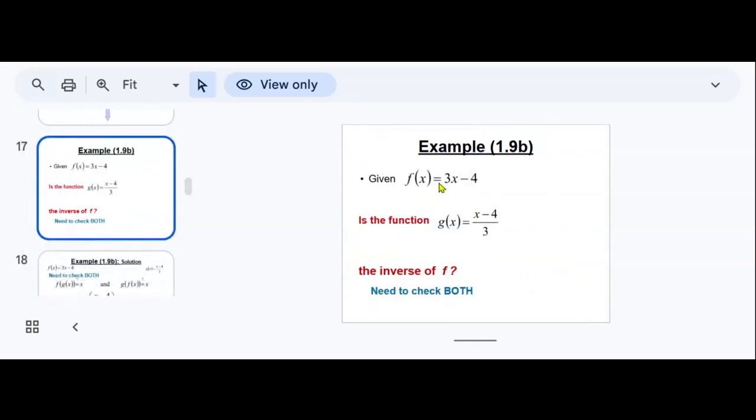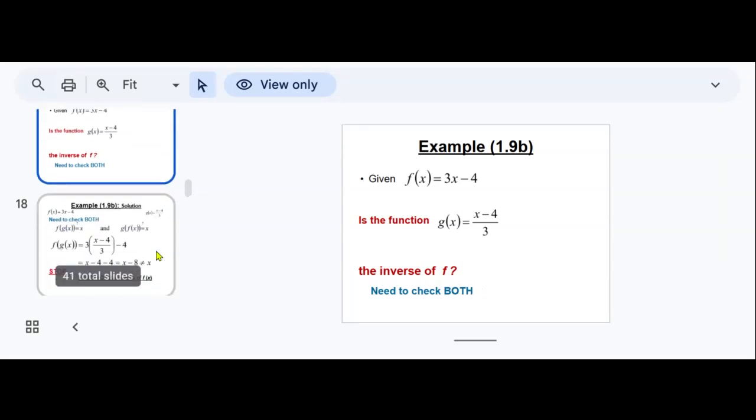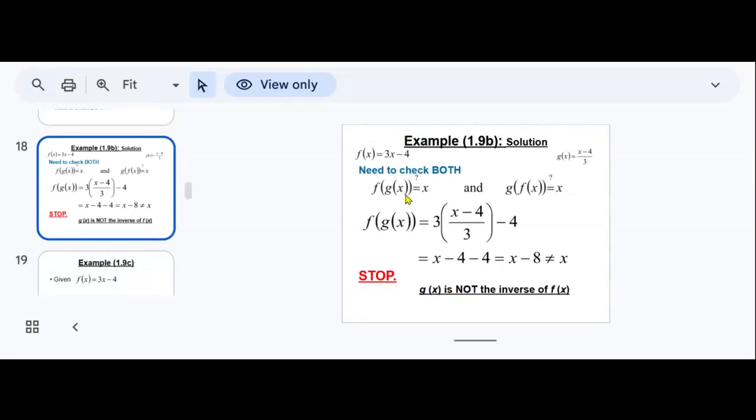f of x equals 3x minus 4. Is the function g of x equals (x minus 4) over 3 the inverse of f? We need to check both. Let's check. One time I'm gonna put g inside f, and one time I'm gonna put f inside g. Now I'm gonna come to the board so we can see this clearly. So I put g, which is (x minus 4) over 3, inside here.